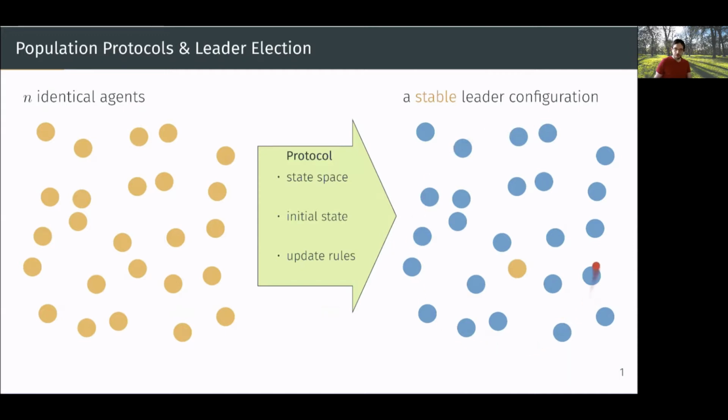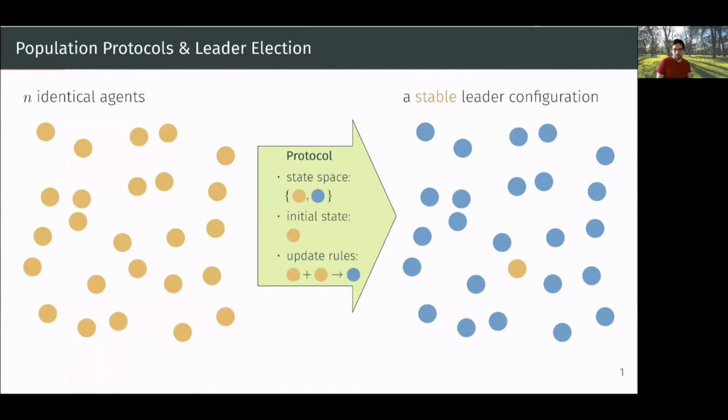Our goal in leader election will be to reach a stable leader configuration, which is a configuration as you see here on the right. So there will be exactly one agent in a designated leader state, and all the other agents will be in non-leader states. And stable means here that from this configuration on, there should be no possible chain of interactions that might result in more or less than one leader.